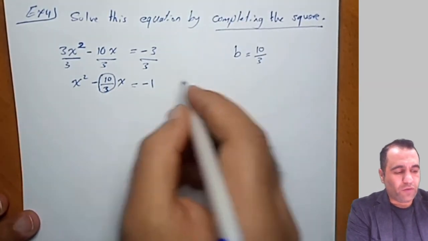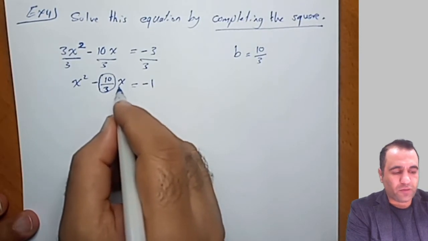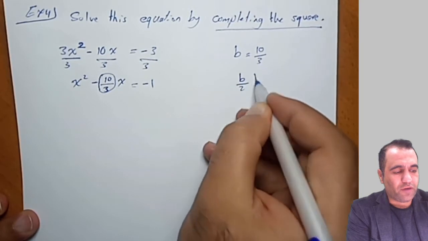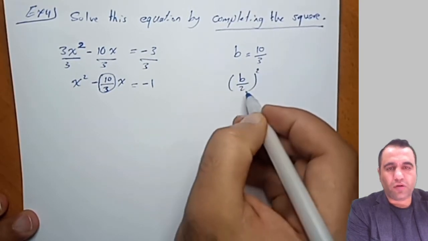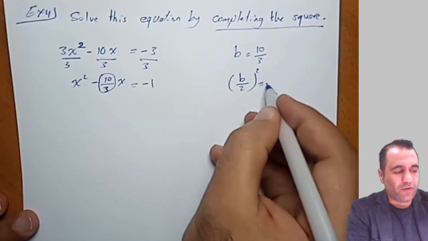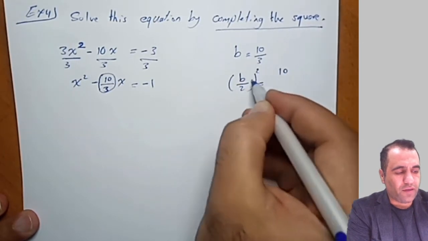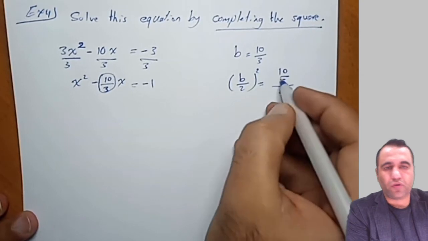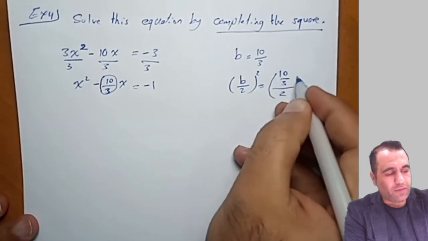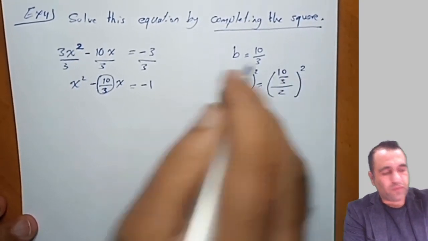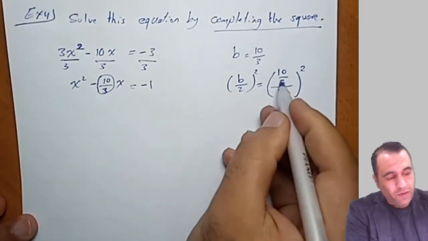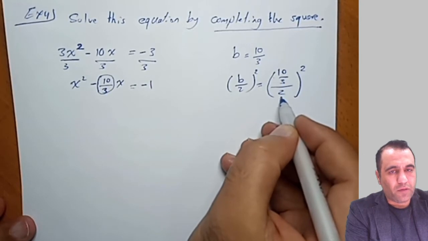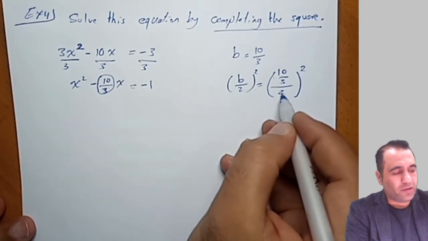Now the rule for completing the square, the perfect square, is b over 2, all of them squared. So b over 2, where b here is 10 over 3. Instead of b, we write 10 over 3, all of them over 2, and all of them to the power of 2. Now we have a fraction over a number. How do we divide them?